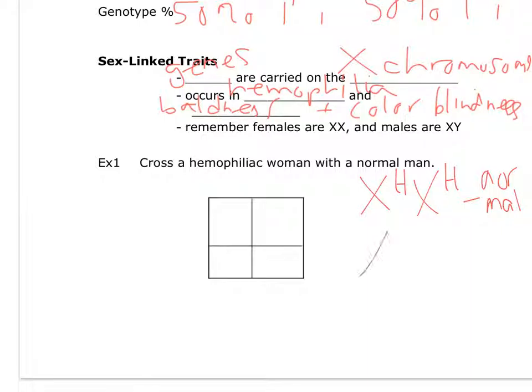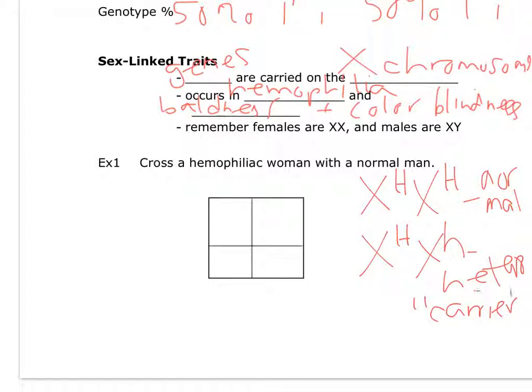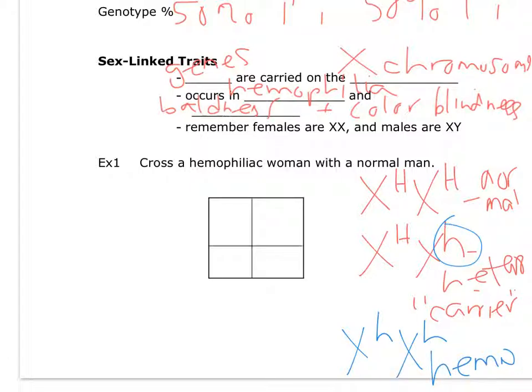Girls also can be X big H, X little h, which means she's hetero, and she's also called a carrier, which means she's got the gene right here, she can carry that gene onto her offspring, but she doesn't have it. And then girls can get hemophilia, it's rather rare, and they could be X little h, X little h, and so they are called a hemophiliac. Hopefully you can read that.